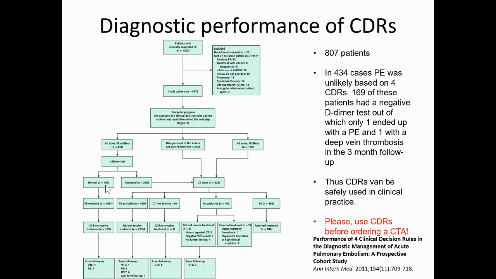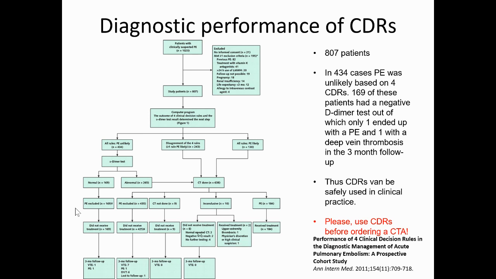But then in 169 cases, the D-dimer was also negative. So the CDR said that PE is unlikely. The D-dimer also said that PE was unlikely. So these patients were sent home, and check this out. Out of 169, only 1 had a venous thrombosis and only 1 had pulmonary embolism. So this proves that a questionnaire and a D-dimer test can be used safely to rule out pulmonary embolism.